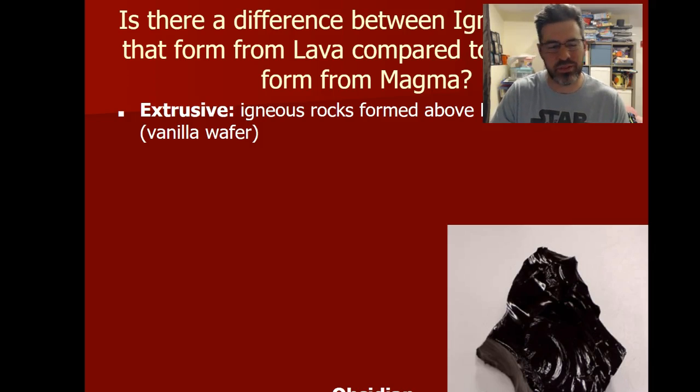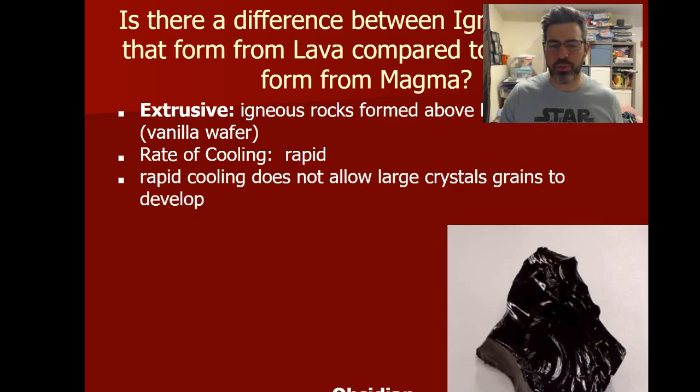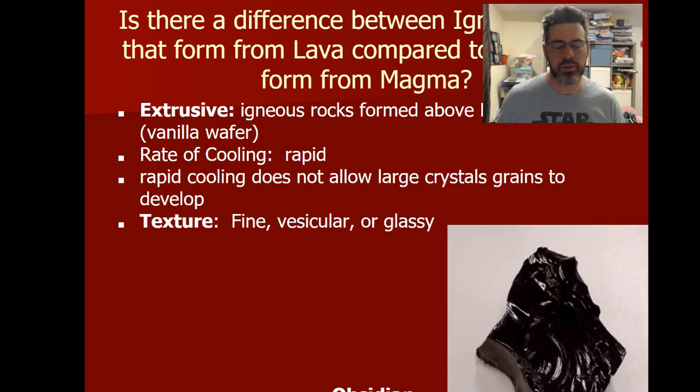They're Nilla wafers. They don't have much texture to them. And the reason for that is that they cool very rapidly. That rapid cooling doesn't allow for large crystal grains to solidify or develop, like in the obsidian that you see here. So when we look at the reference tables, extrusive rocks will have three main textures. They could be fine, they can be vesicular, or they can be glassy.